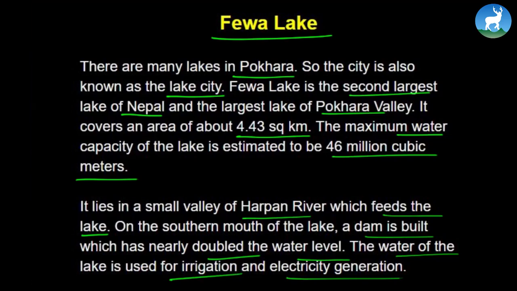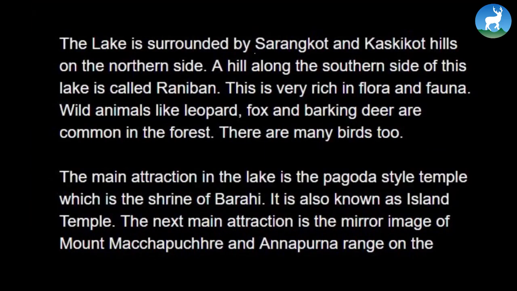Let's go on reading this text. The lake is surrounded by Sarankot and Kaskikot hills on the northern side. A hill along the southern side of the lake is called Raniban. This is very rich in flora and fauna. Wild animals like leopard, fox, and barking deer are common in the forest. There are many birds too.